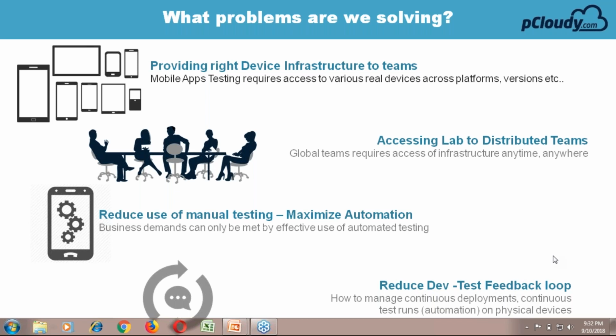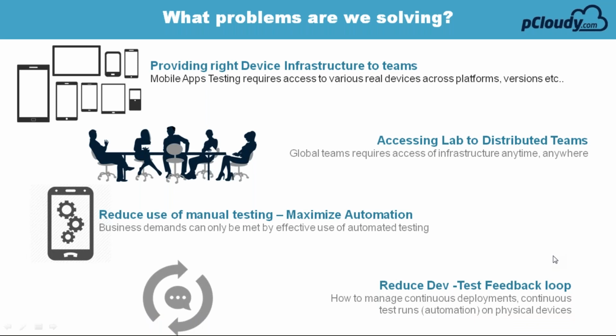The third and last one is that this platform fits into your existing DevOps environment, to reduce your dev and test feedback loop. If you are already using an environment with continuous deployment and continuous testing, you can use pCloudy to execute your test automation on nightly builds or in a continuous testing mode on physical devices. pCloudy provides access to real physical devices remotely.